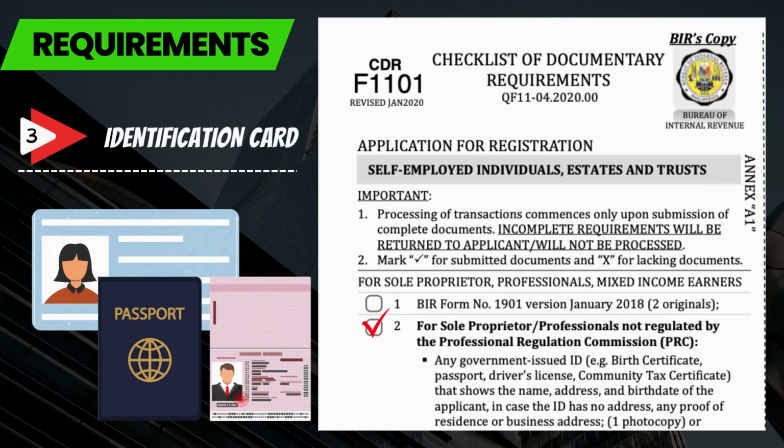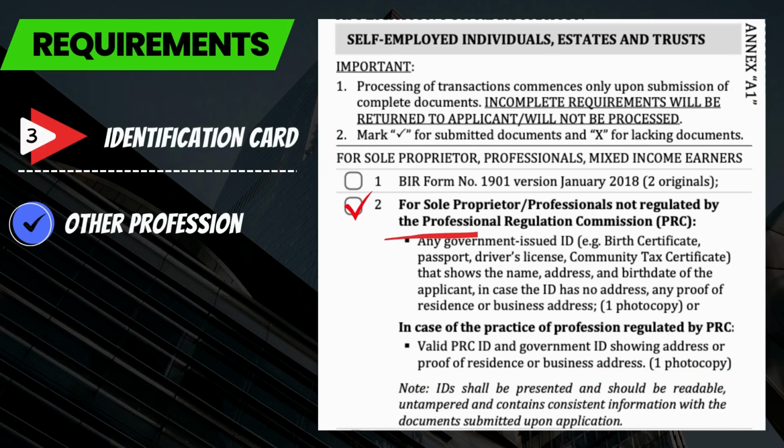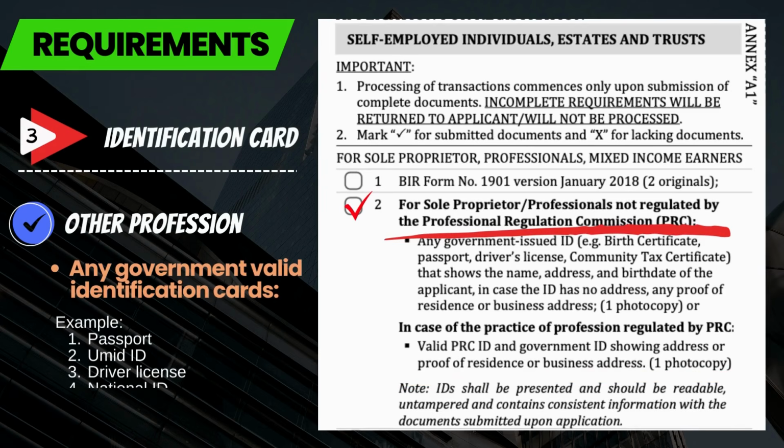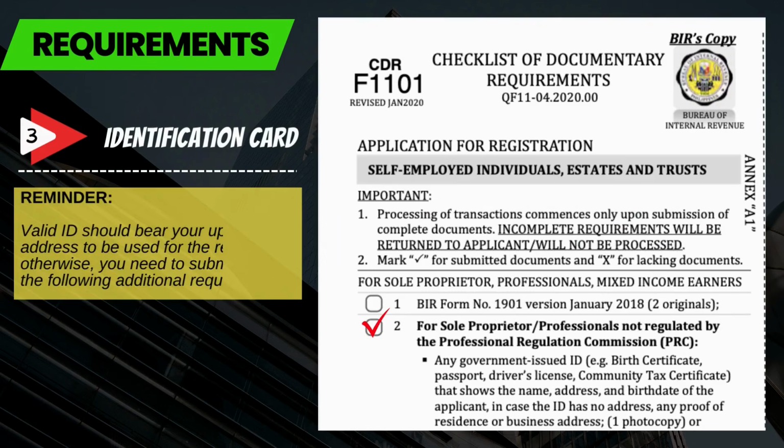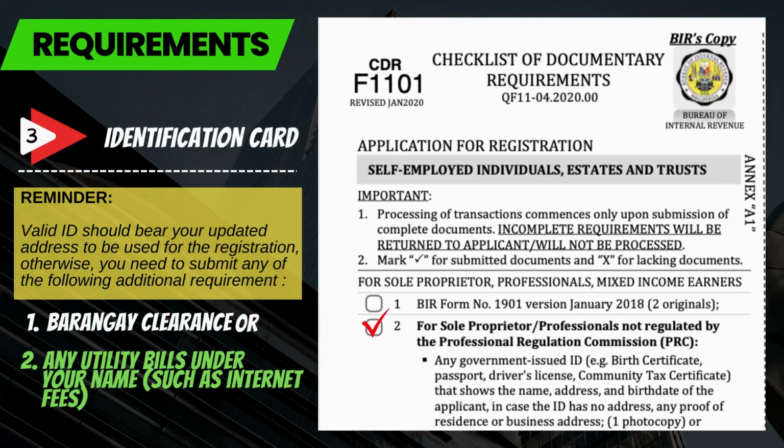The third requirement is your identification card. Professions regulated by the PRC shall submit a copy of their updated PRC license. For other professions, they should submit a copy of any valid ID such as a passport. Please be reminded that your ID should indicate your updated address. Otherwise, you will be required to submit any of the following proof of location. Number 1, a barangay clearance. This particular document will be secured from your nearest barangay hall. Second, any utility bills under your name.